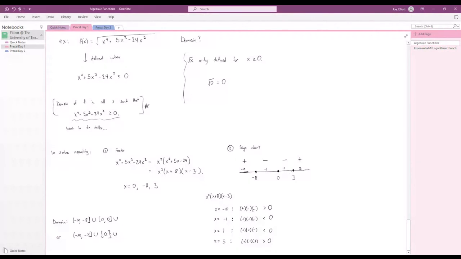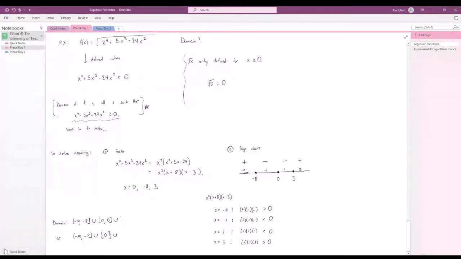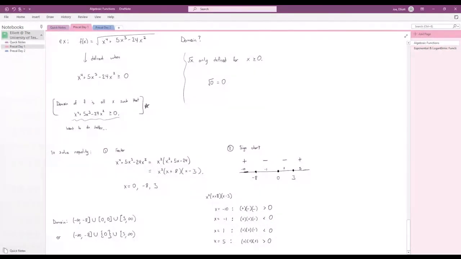0 to 3 is no good though, because the inside of the square root will be negative, so it'll be undefined there. But starting at 3 and going out to infinity becomes greater than or equal to 0 again. So we want to include this in the domain as well.